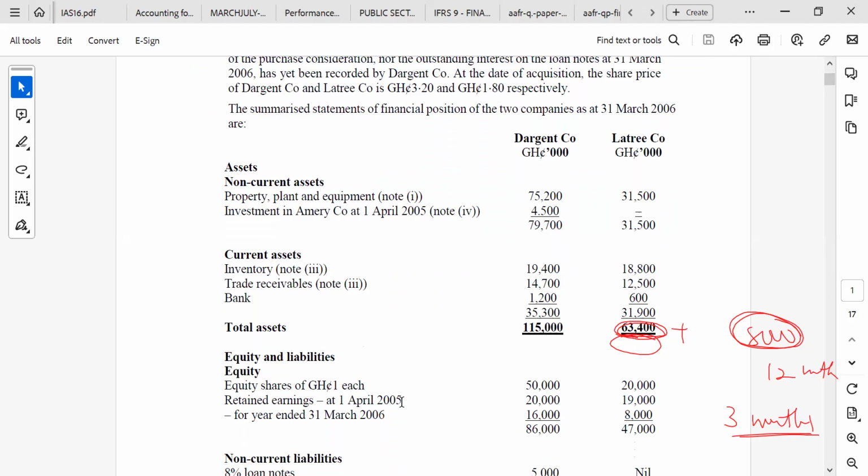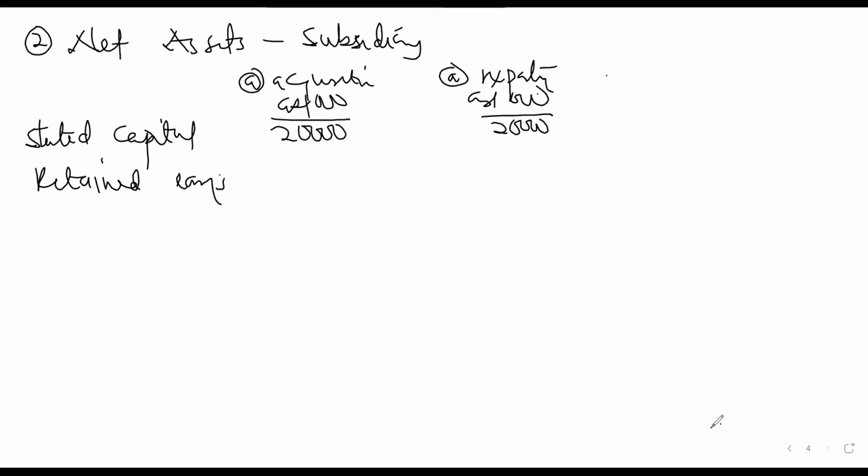Okay. So they started operating from 1st April. We acquired them 1st January. They have done 9 months already, so they have made a 9 month profit before we acquired them. So what will be the retained earnings now? It will be the opening balance plus 9 months of the profit for the year. The retained earnings is always a problem if you want to compute it. For the equity share, there's no problem with that.